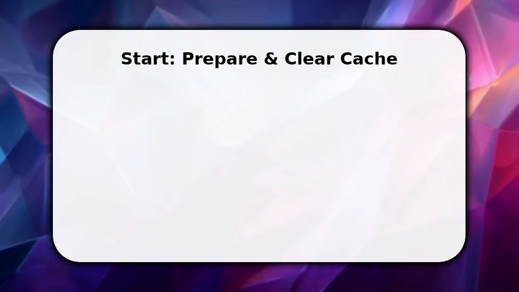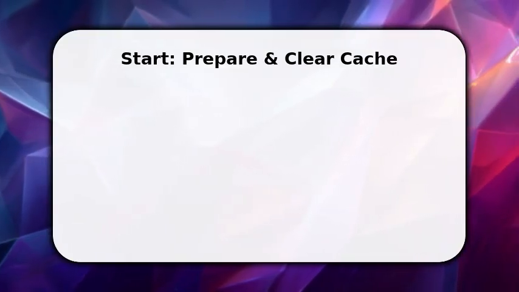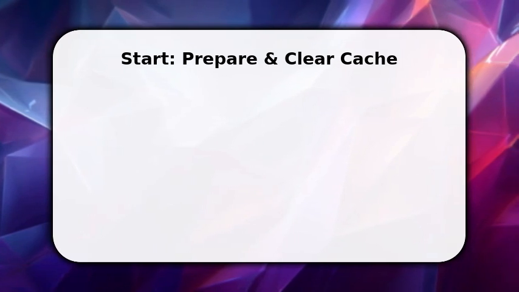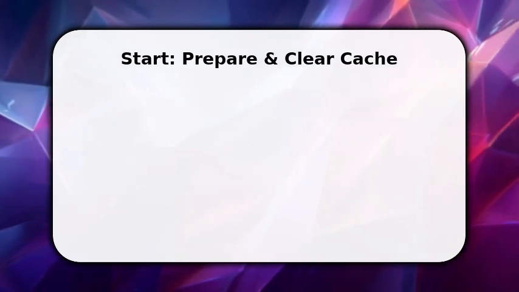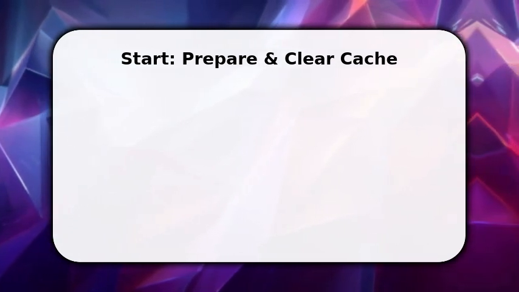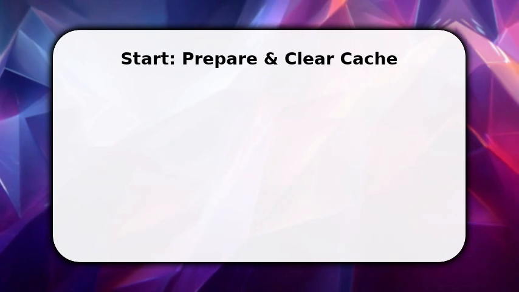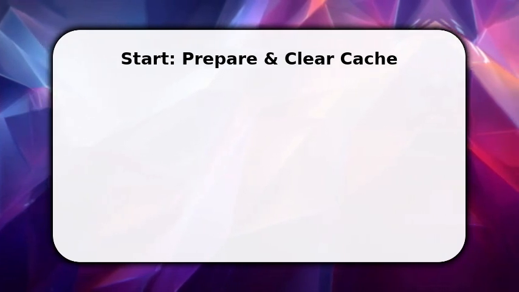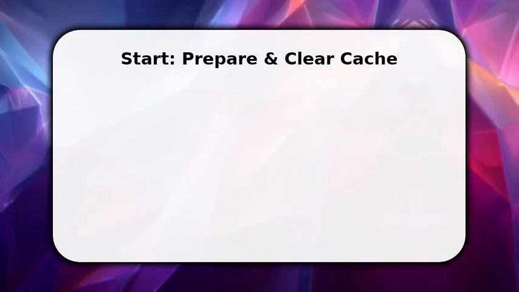Enjoy the video. You begin by preparing the device. Plug in and connect to a stable Wi-Fi so downloads won't fail. Once ready, go to Settings, then Apps, then Google Play Services and Google Play Store. Clear cache and clear storage for each. Then force stop both apps and restart the phone.